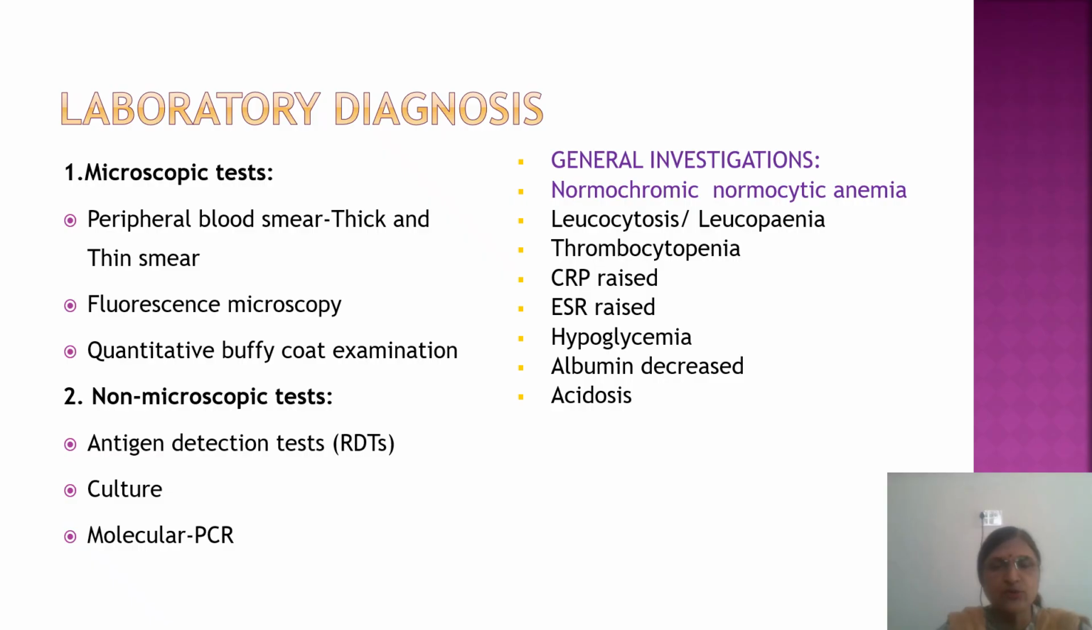Now we will see laboratory diagnosis of malaria. So these are divided into two, that is microscopic tests and non-microscopic tests. In microscopic tests, there is mainly the peripheral blood smear, that is the gold standard for the diagnosis of malaria, that is thick smear and thin smear. Then fluorescent microscopy, quantitative buffy coat examination. And in non-microscopic tests, it is antigen detection, and sometimes culture and molecular tests can be done.